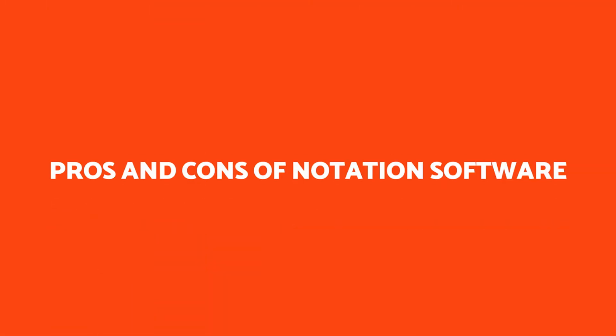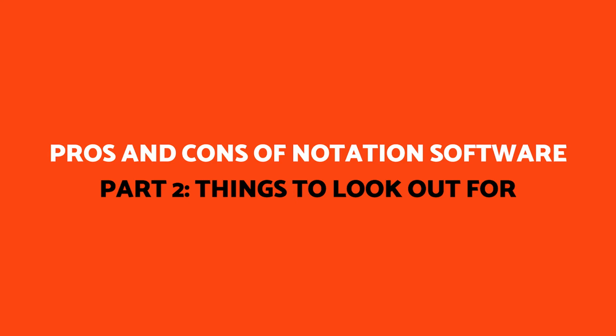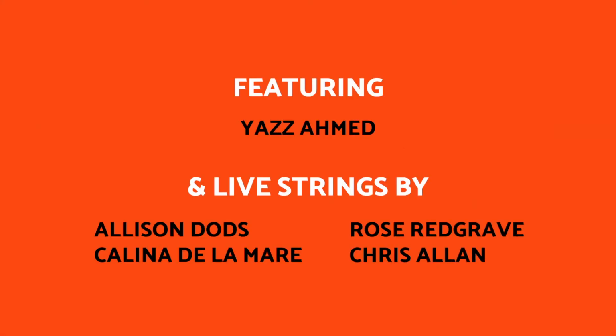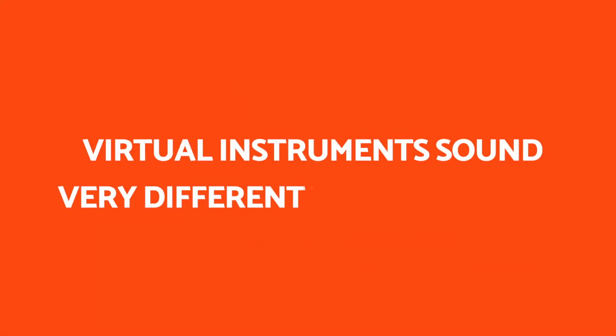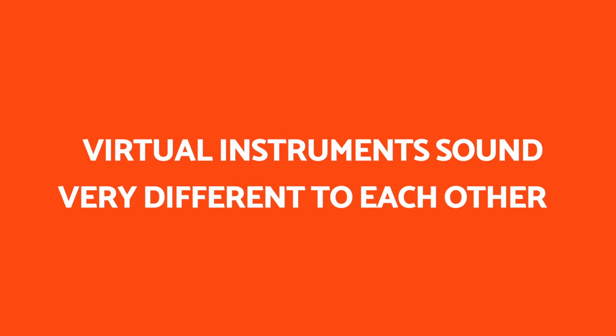This is the second of 3 videos about different aspects of notation software and things that you might want to think about when you're writing your own music on this software. Here is solo violin sounds from a bunch of software, playing a tune by Beethoven. Here we go.